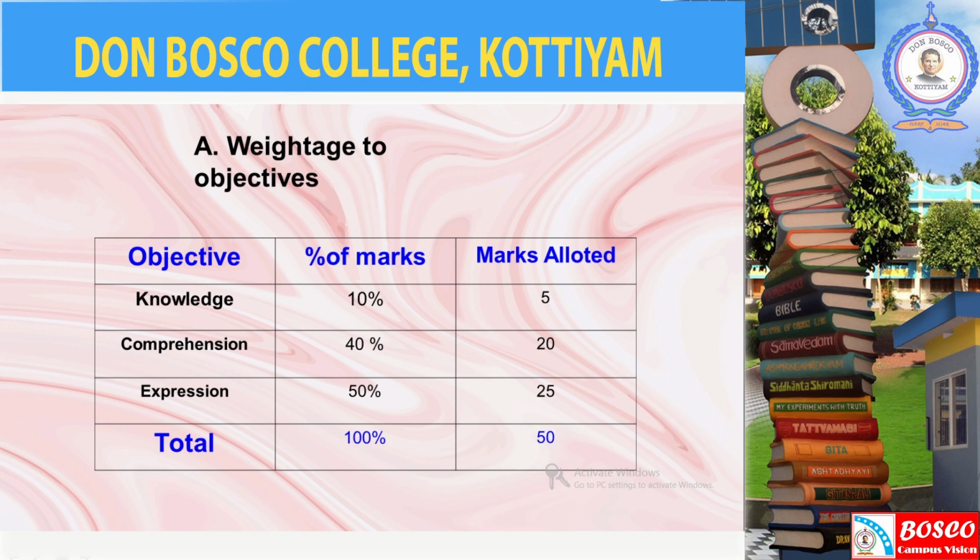Here I am taking an example, as you see in this slide. Here I am taking an example of a test of 50 marks. I gave the weightage to different objectives like knowledge, comprehension and also expression. So 10% weightage is given to check the knowledge level of the student, 40% to check the comprehension skill, and 50% to expression. That is, out of 50 marks, 5 marks are allotted for checking knowledge level, 20 marks for checking comprehension, and 25 marks for expression. So you must give weightage to objectives when you construct a test.